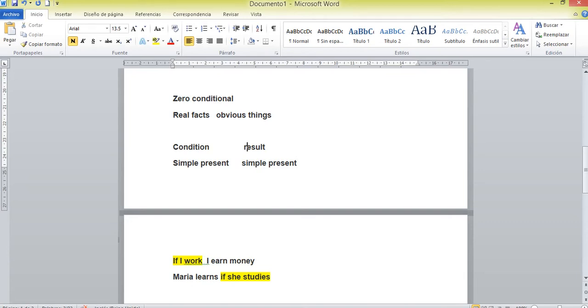So the result is here, good. So the result is in simple present. You see? So this is the way you use zero conditional. Doesn't matter if it is affirmative, negative, right? It could change. It depends. Okay. Important, guys. Very important.